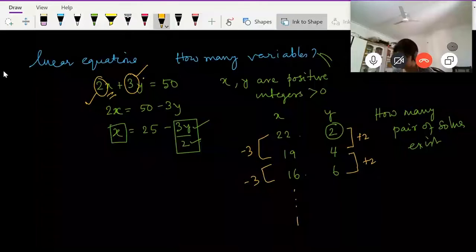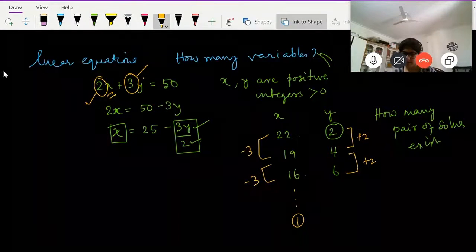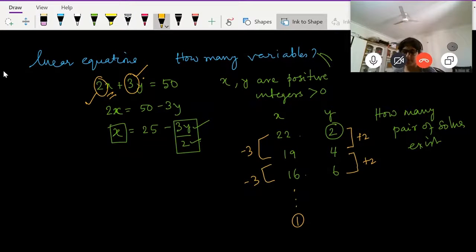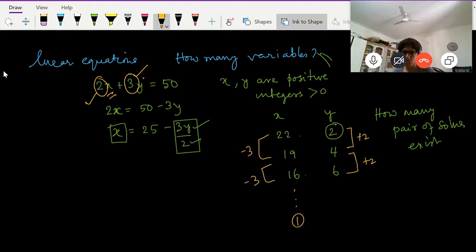X cannot go below 1, right? 1 is the minimum value possible, right? But what can be the maximum value of y?